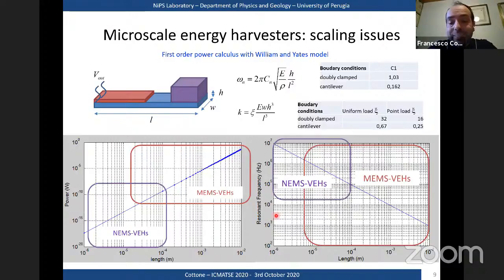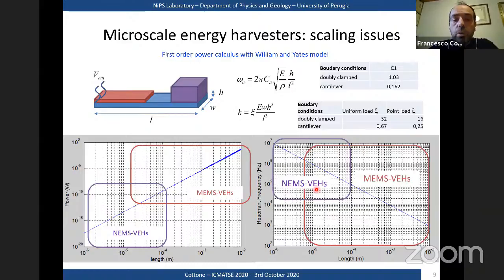On the right, you see the plot of resonant frequency as a function of length. The problem here is that, again, the resonant frequency of a system based on an oscillator goes very, very high from MEMS to NEMS, and this decreases, of course, the efficiency.